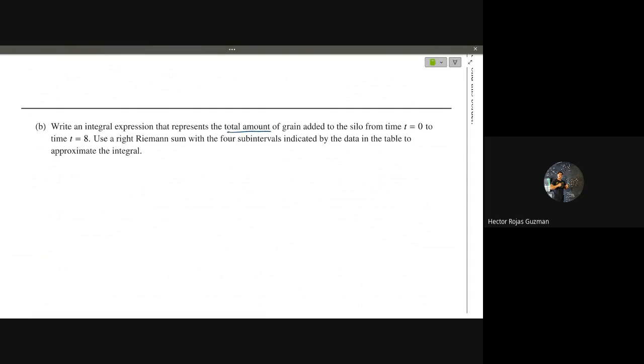B. Write an integral expression that represents the total amount of grain added. Okay. So just by writing the integral expression from 0 to 8 of G of t dt, just this little piece alone already gets you 1 point. One of the biggest mistakes I saw was people were confusing the integral setup with the right Riemann sum setup. A right Riemann sum is basically just a bunch of rectangles being added, 4 of them. So it's base times height plus base times height plus base times height plus base times height.